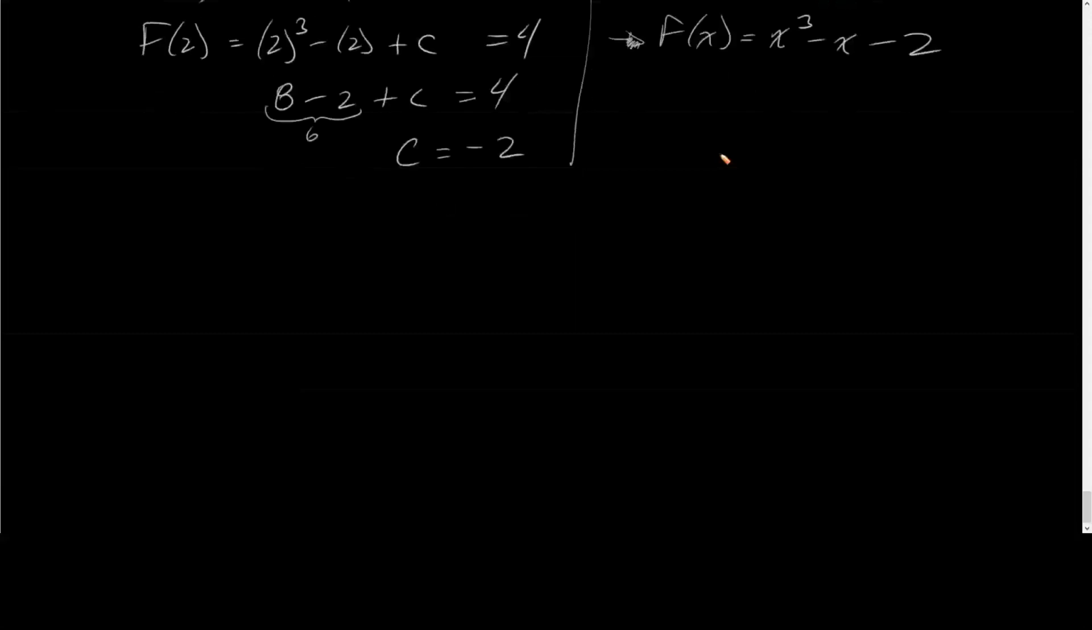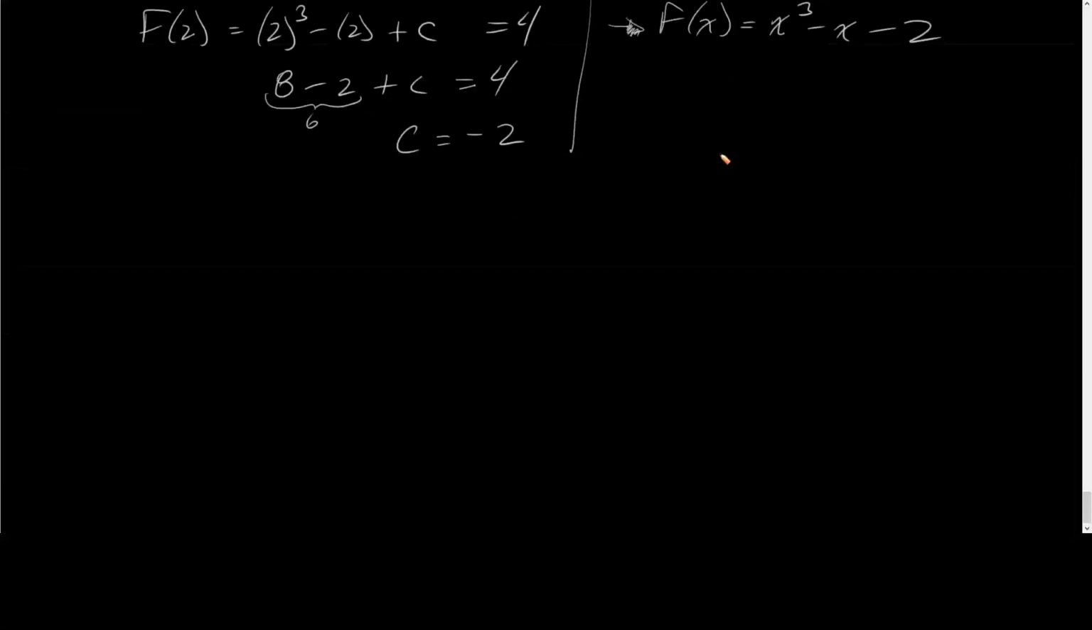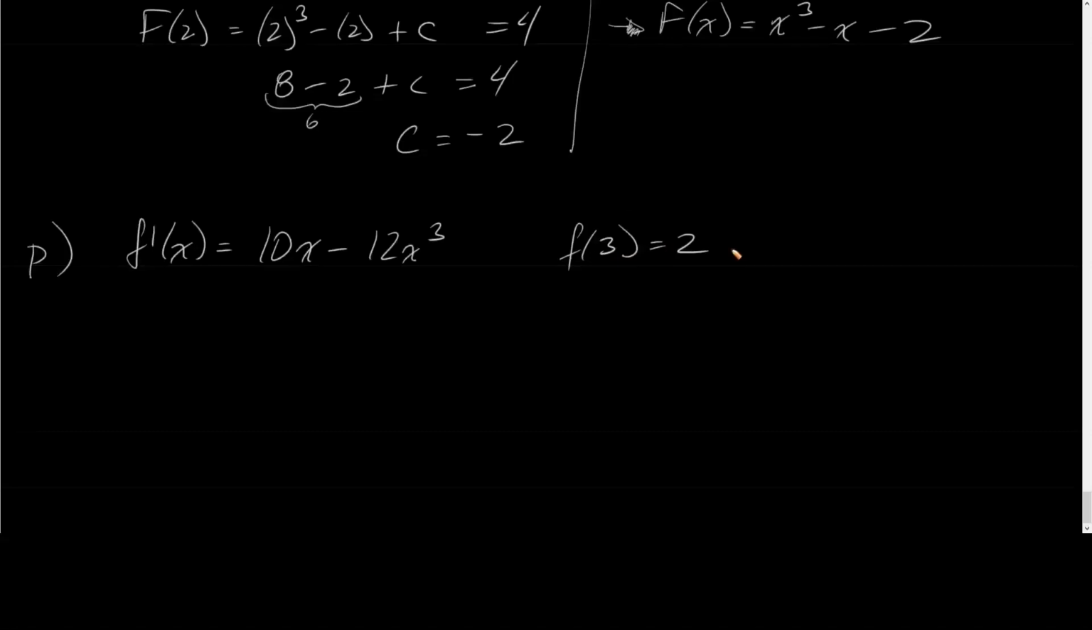So let's do a couple more. So that was O, okay? So P. Let's say that I said that f prime of x is equal to 10x minus 12x cubed, and I know that f of 3 is equal to 2. So this right here is my initial value.